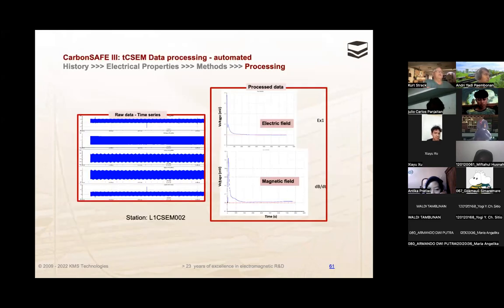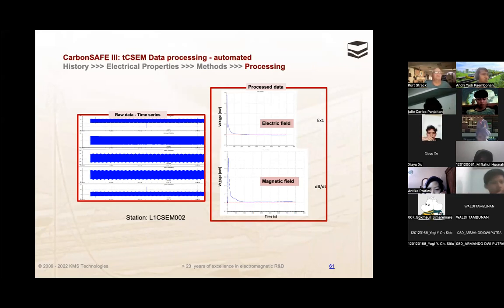This is more modern data. And in the more modern data, we can see the raw time series on the left, and on the right side, we have the processed time series averaged with the electric field. If you control your data acquisition correctly, you do not need to apply any filtering, and you get this type of response.